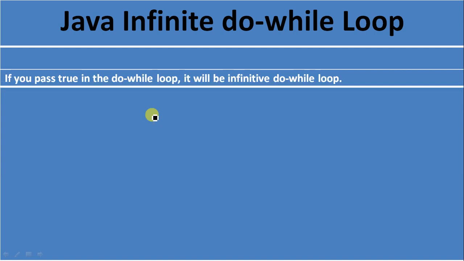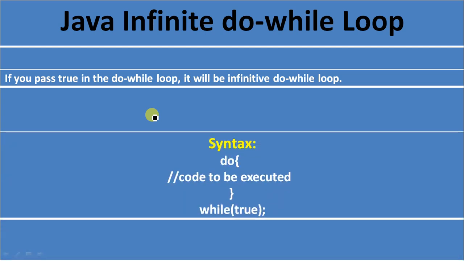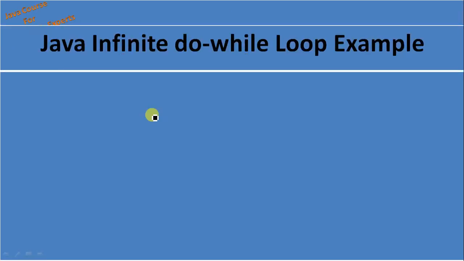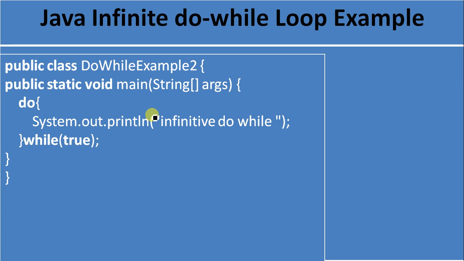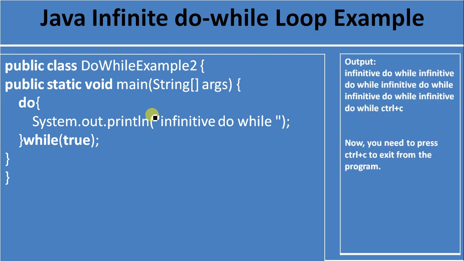Now, infinite do while loop. If you pass true in the do while loop, it will be an infinite do while loop. The syntax is the same: do, statements, and while true. So this is the example of an infinite do while loop. In this case as well, the do while loop executes at least once. It will print whatever statement you have in the do block. This is the true condition, so every time the condition is true, it will print whatever you define in the do block.